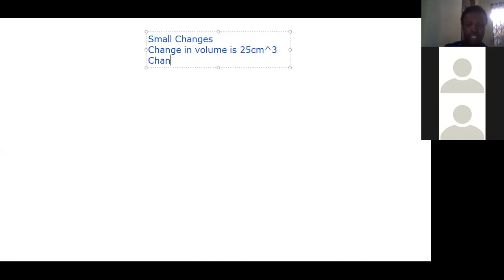Now the question also states that the radius is also increased by 0.04, so change in radius is 0.04. They are all in cm. Take pi to be 3.142. So that's what we have. So the first thing we are going to do is quote the volume of a sphere. So the volume of a sphere is what? Someone should tell me.